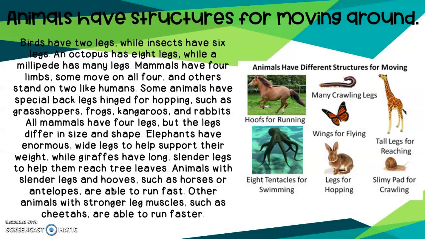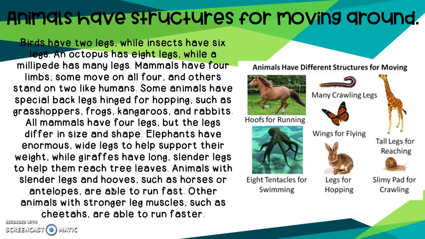Birds have 2 legs, while insects have 6 legs. An octopus has 8 legs, while a millipede has many legs. Mammals have 4 limbs. Some move on all 4, and others stand on 2 like humans. Some animals have special back legs hinged for hopping, such as grasshoppers, frogs, kangaroos, and rabbits. All mammals have 4 legs, but the legs differ in size and shape.